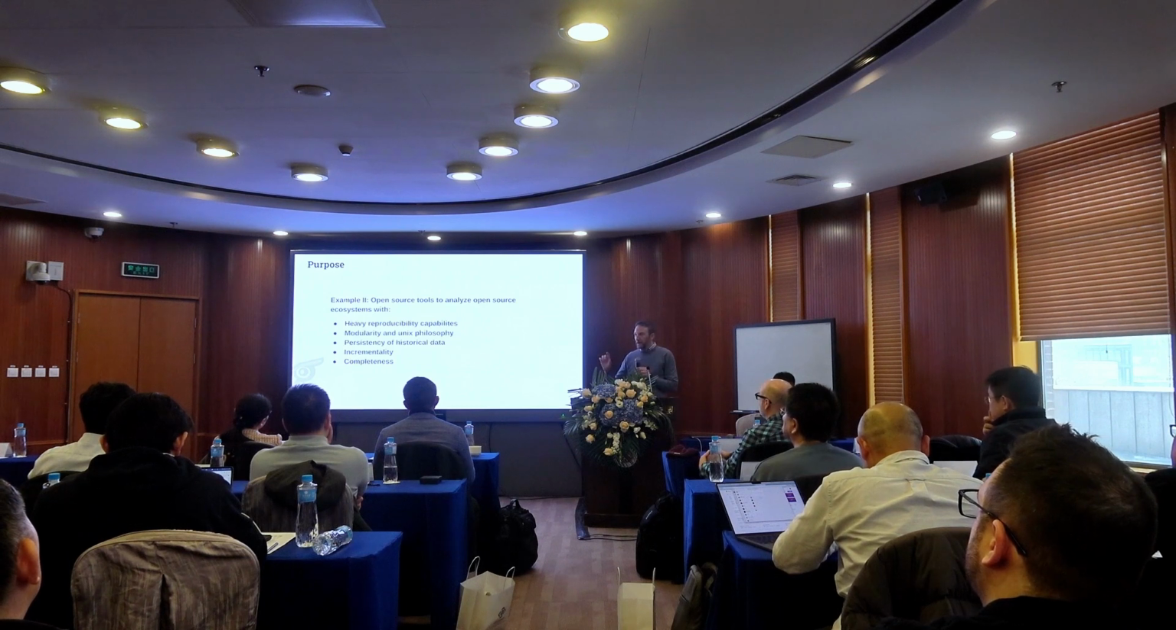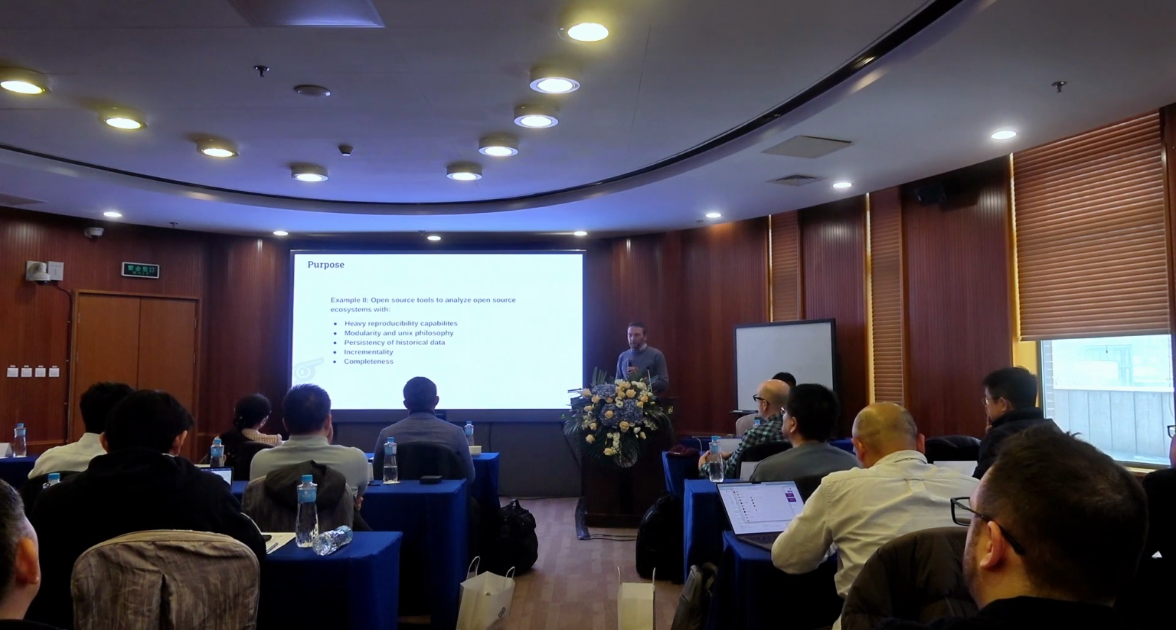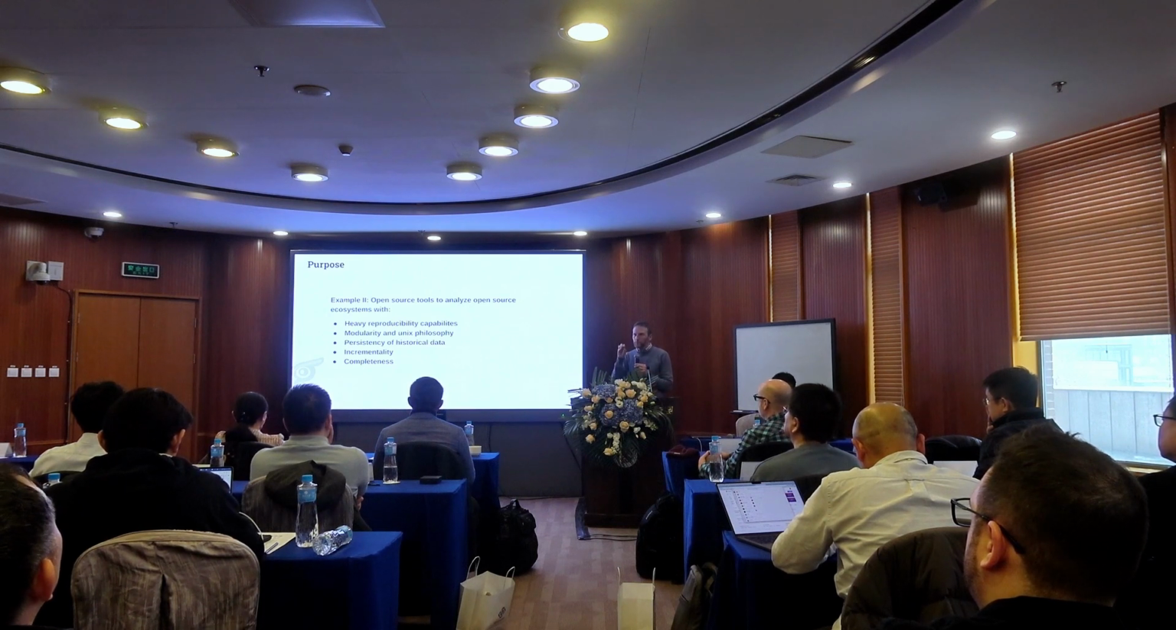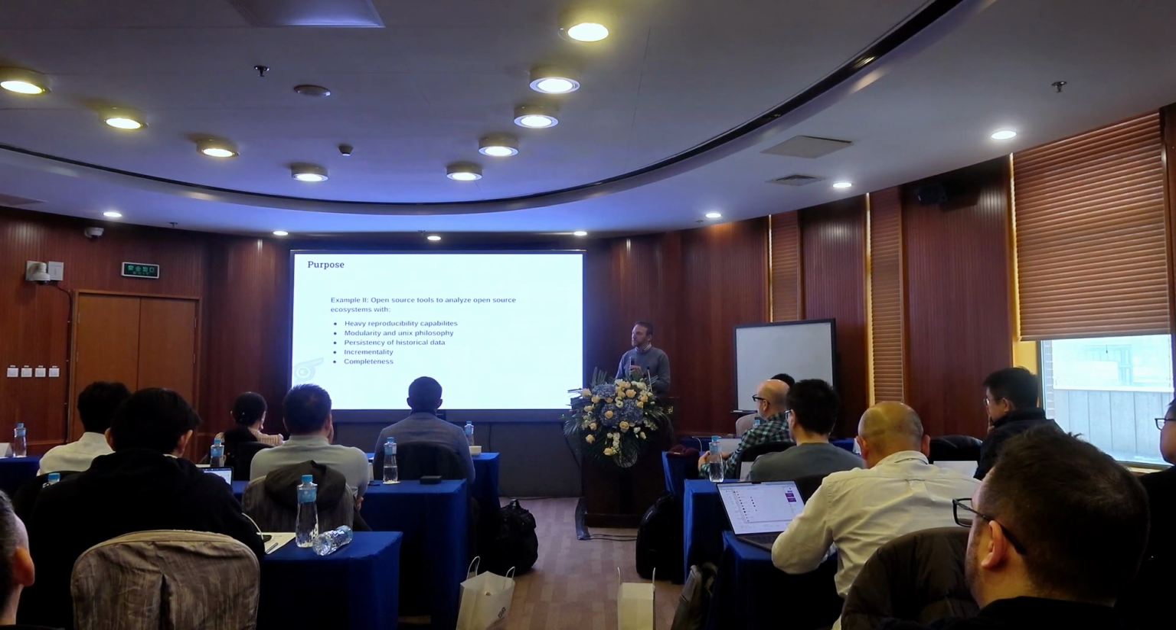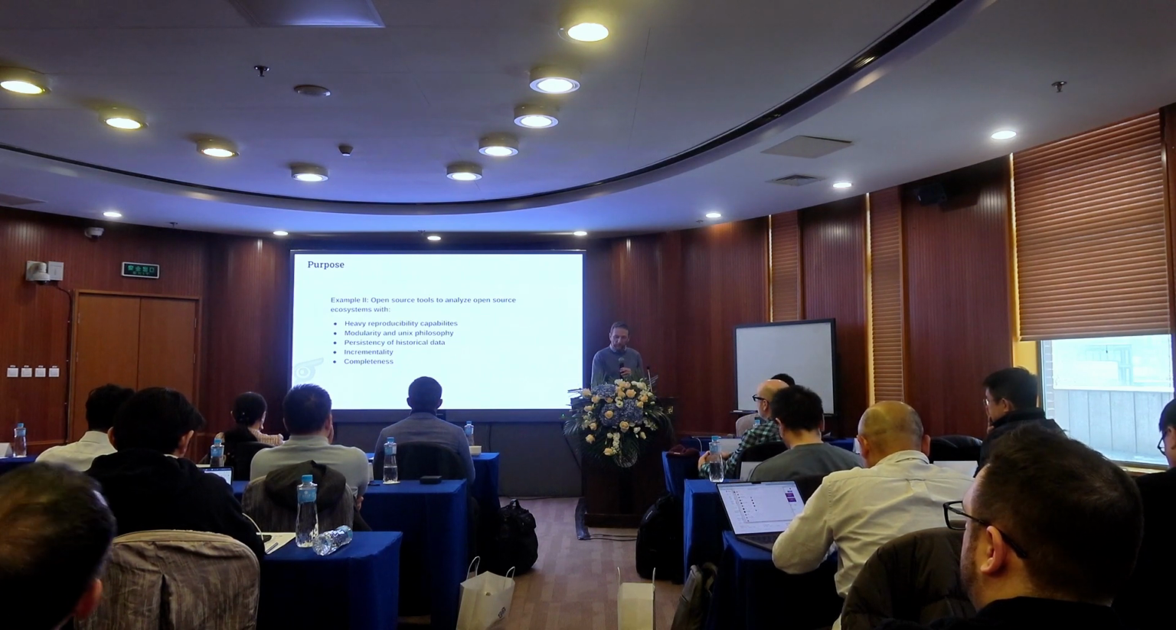An example two might be slightly different. So perhaps we are really interested in having heavy reproducibility capabilities. We want to go for certain modularity, following a certain Unix philosophy, having really small tools, each of them doing really great work, having persistency on historical data, incrementality, completeness. So there are slightly different requirements, right?